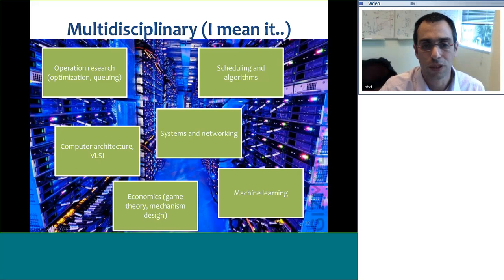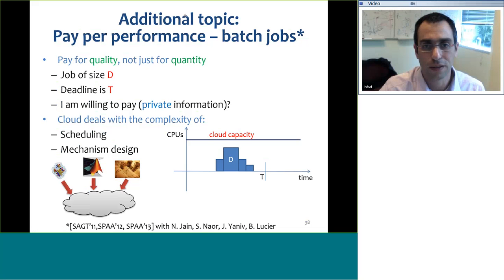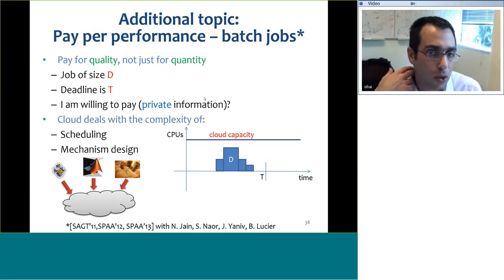So, very briefly, another topic that I'm working on. I call it pay for performance. It's around the economics part of pricing cloud services differently. Here's a simple example. Currently, if you want to use the cloud, you basically buy 5 machines and rent them for a certain number of hours, and this is what you pay.